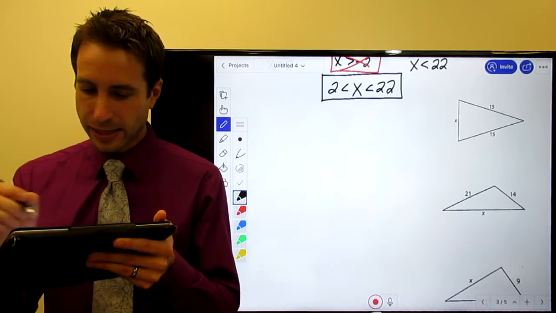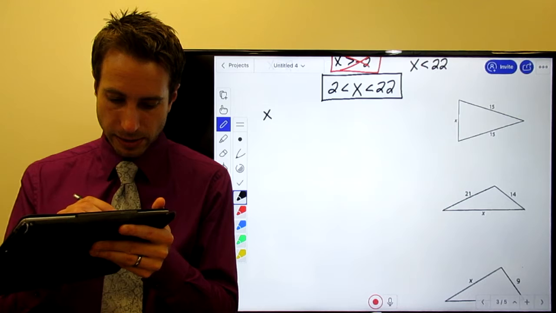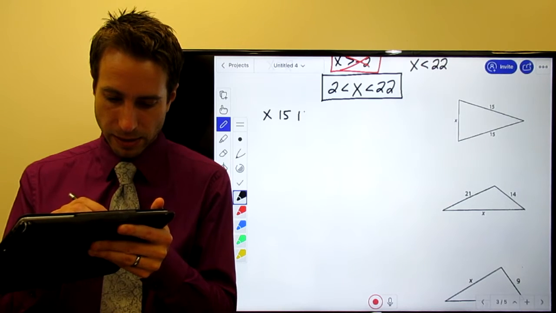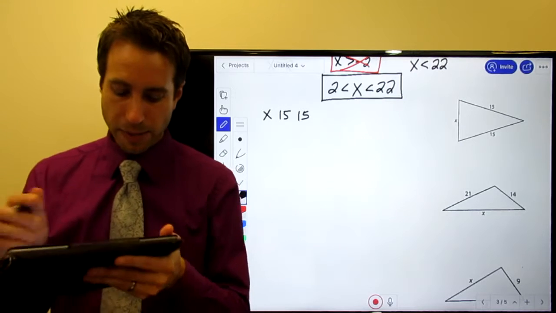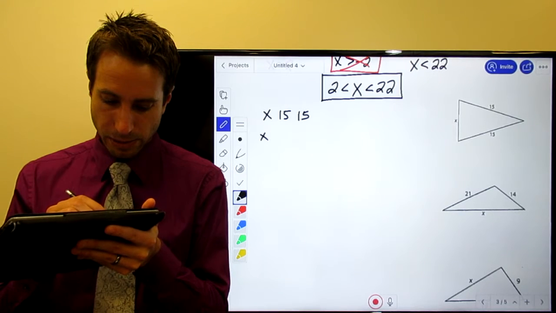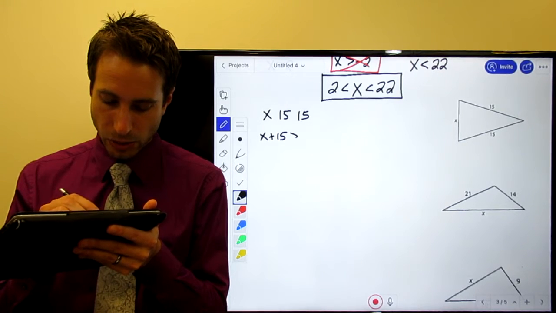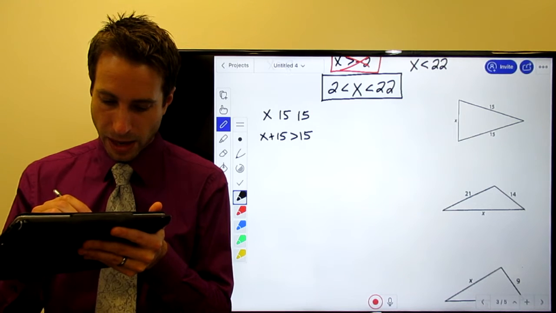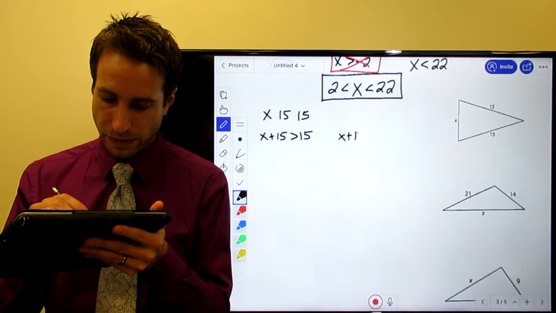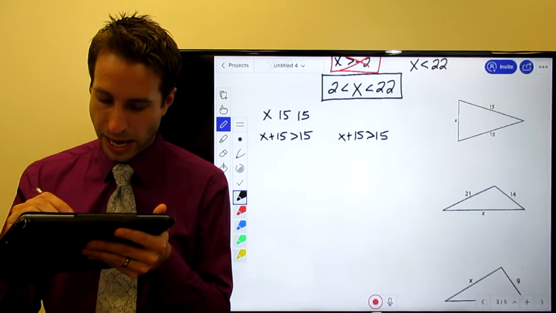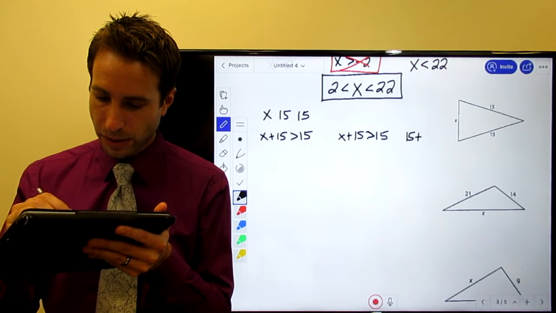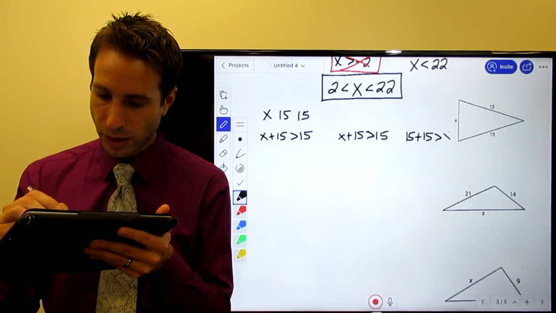My 3 sides: x, 15, and 15. Here we go. Set up your inequalities. I can do x plus 15 has to be greater than 15. I could do x plus 15 has to be, I'm going to wind up getting the same answer twice. That's okay. 15 plus 15 has to be greater than x.